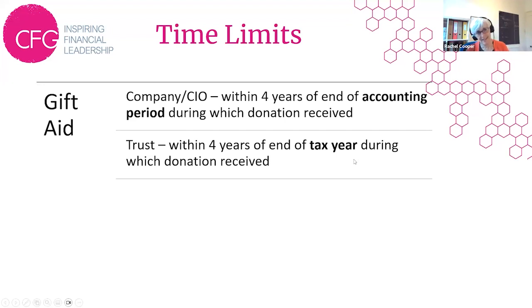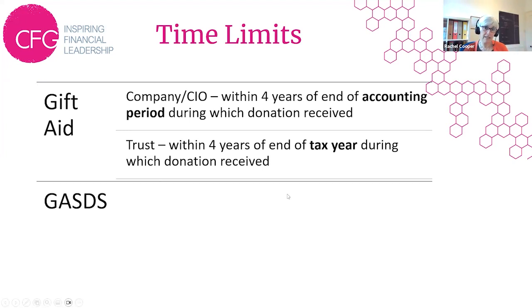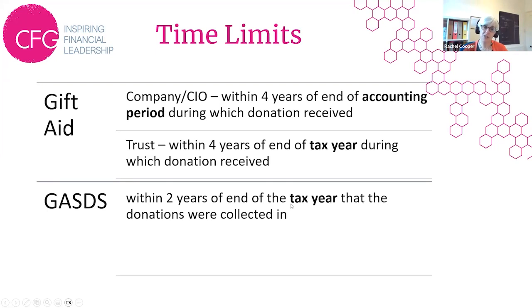So that's the 6th of April to the 5th of April in which the donation was received. We're not talking much about the Gift Aid Small Donations Scheme, but I have included it here because that needs to be within 2 years of the end of the tax year in which the donations were collected. And so I am going to talk a bit about the Gift Aid Small Donations Scheme in looking at more of the record keeping and those kinds of bits and pieces.